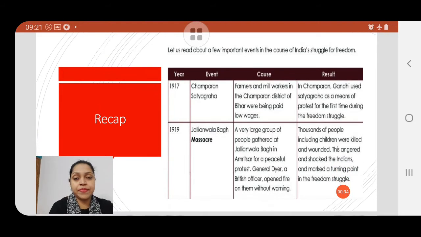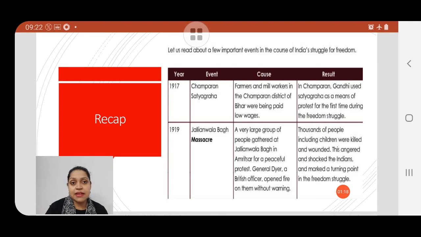do a quick recap. If you remember children, in our last class we were doing some very important events in the course of India's struggle for freedom. We studied about the important events which occurred during India's struggle for freedom, and these events were some turning points in the struggle for freedom. First, it was the 1917 Champaran Satyagraha, where the farmers and mill workers protested against the British as they were being paid low salary. And what was the result? In Champaran, Gandhi used Satyagraha for the first time during the freedom struggle to protest against the British.